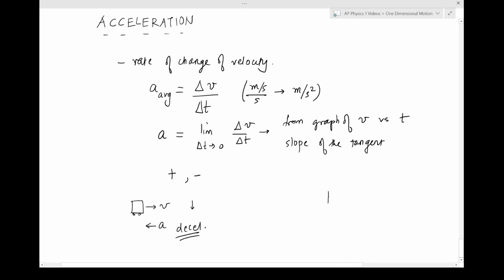On the other hand, if a vehicle is traveling due west, so its velocity is pointing due west, and now if it slows down, the acceleration would have to point to the east. So here the acceleration would have to point to the east, and therefore in this case the acceleration would be positive. However, the object is still slowing down, and therefore we have a deceleration. So just make sure you understand that deceleration does not necessarily mean negative acceleration.